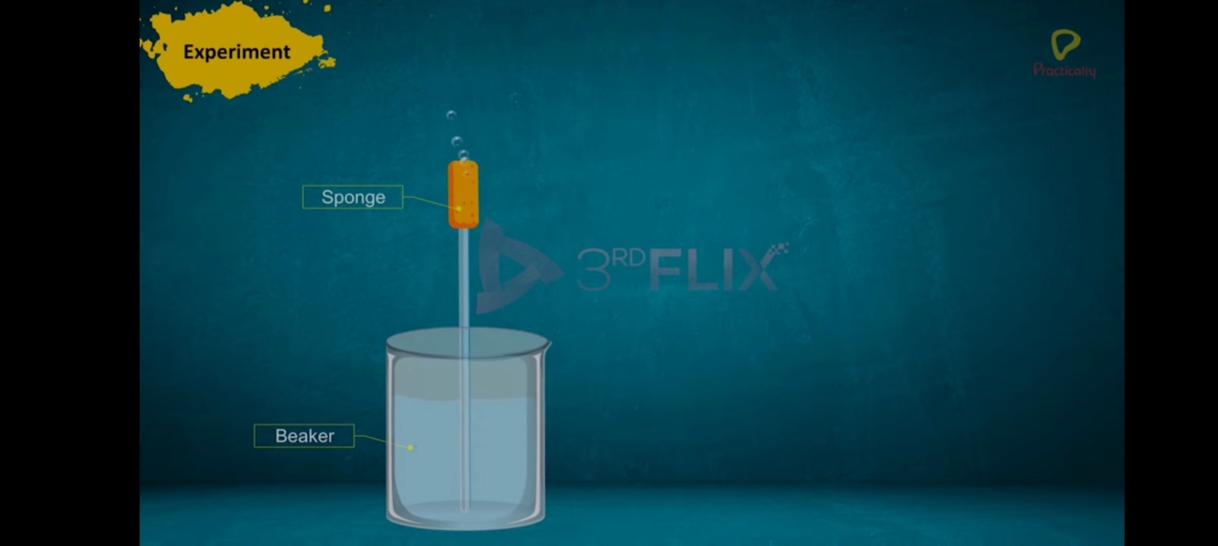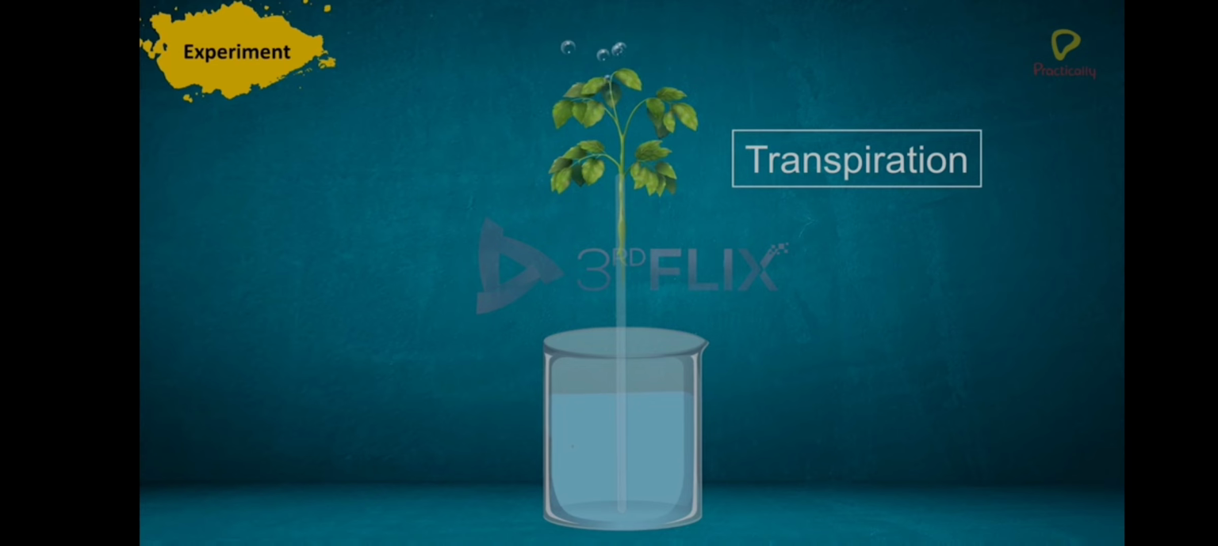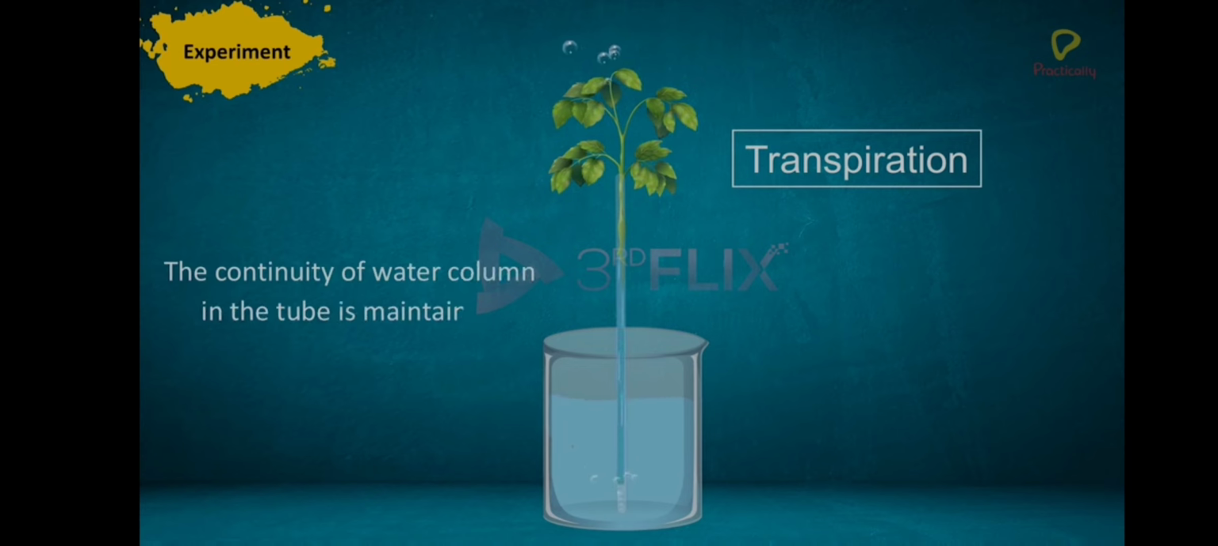Due to this process, tension is created in the glass tube, which draws up the water from the beaker. The sponge can be replaced by a twig cut under water. This is to avoid entry of air into the xylem elements. The transpiration in the leafy twig results in tension that pulls up the water from the beaker, and continuity of water column in the tube is maintained.